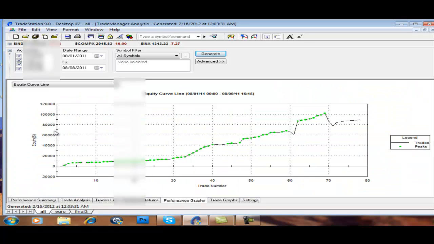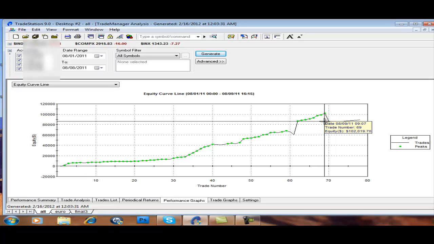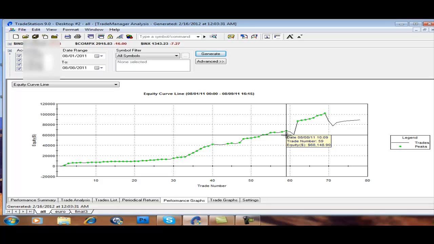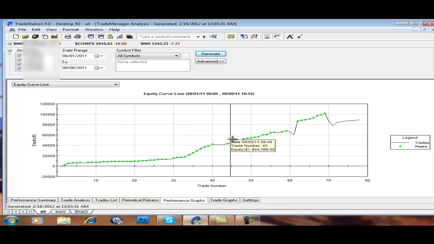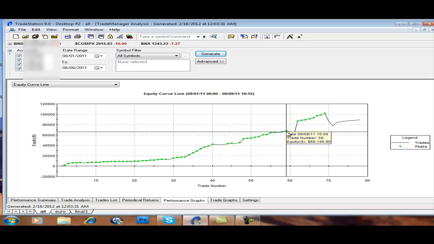Let's look at the performance graph. So 70 trades over a week, and even if you were to take this trade out and that trade out, this is still a good set of numbers here on 60 trades. So you got 60 trades here just from this area up in here. 60 trades at 60 grand. That's $1,000 on average per trade, or that's 68, that number there. So a little over $1,000 a trade.